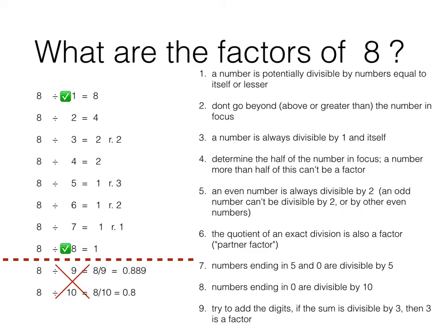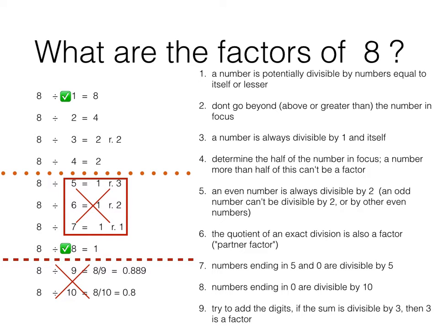Next, isang ginagawa ko is to determine the half of the number in focus. For example, sa number 8, ang half nito is 4. So, a number more than half of this cannot be a factor. For example, yung 5, 6, and 7, because dividing 8 by these numbers will result in 1 and a remainder. So, hindi na siya exact divisibility. Therefore, 5, 6, and 7 cannot be considered as factors of 8.